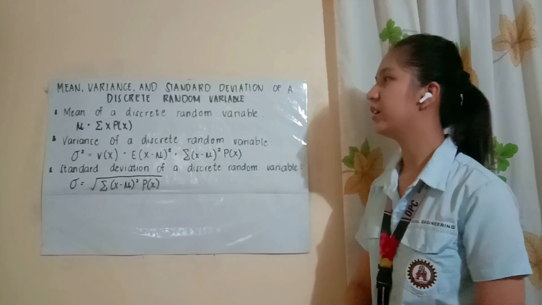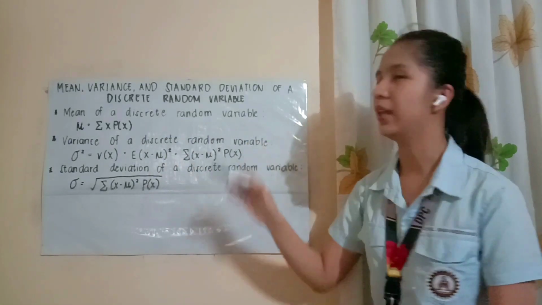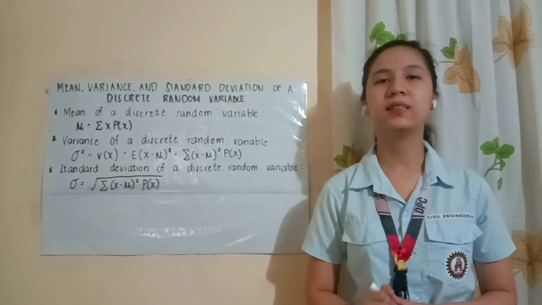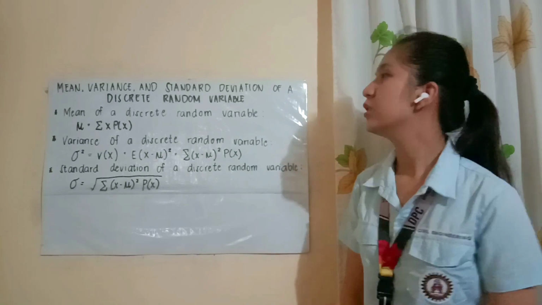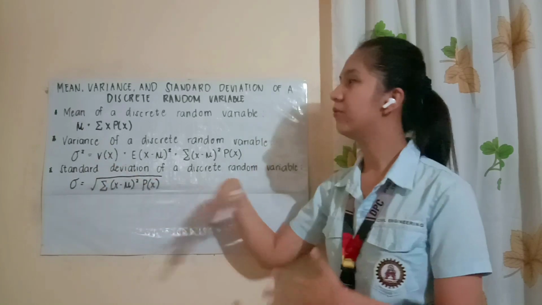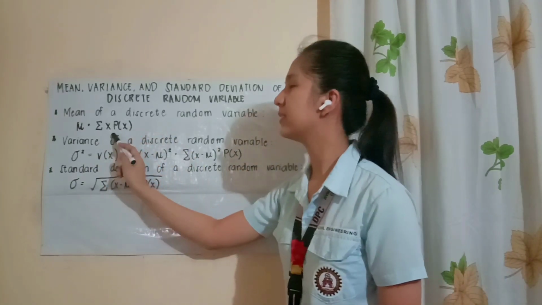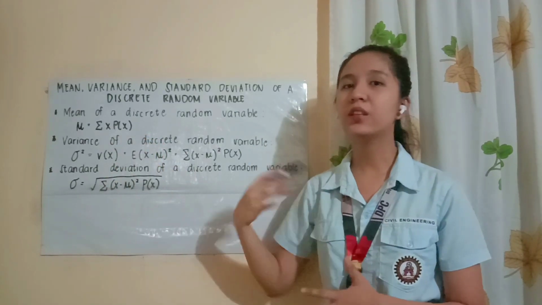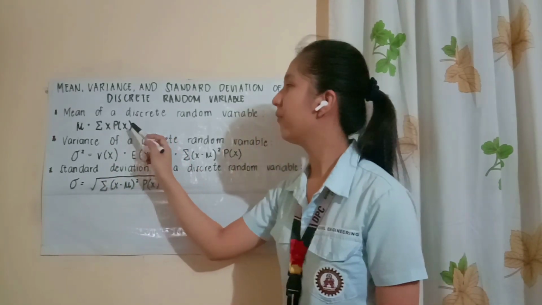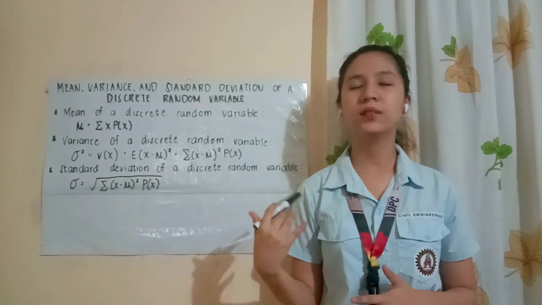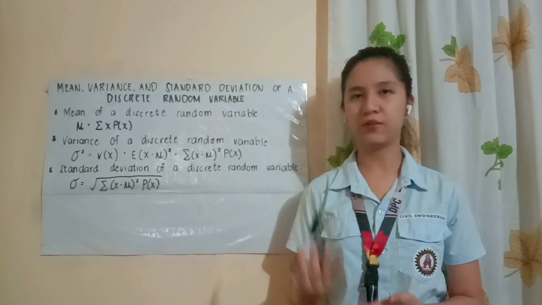So first that we have here is the mean of a discrete random variable. The mean is the value that is expected to occur per repetition on average if an experiment is repeated a large number of times. So the mean is denoted by the symbol mu, or the formula is summation of x times p of x, wherein x is the value of its random variable x, and p of x is its corresponding probability. So the mean is also called the expected value, or E of x.